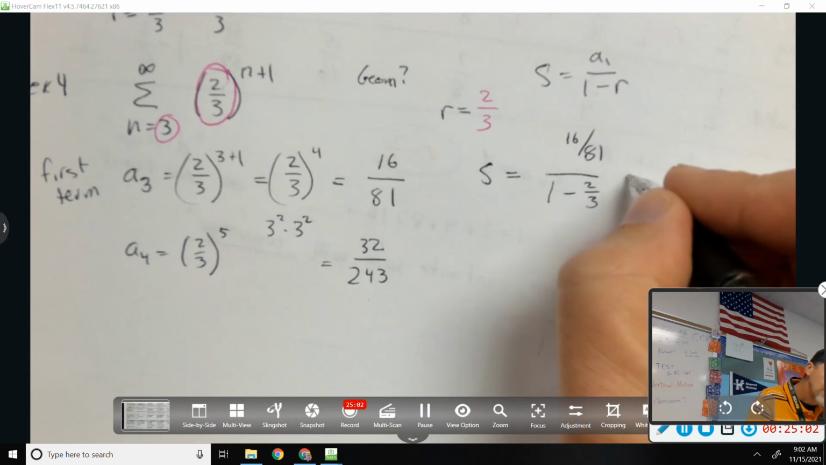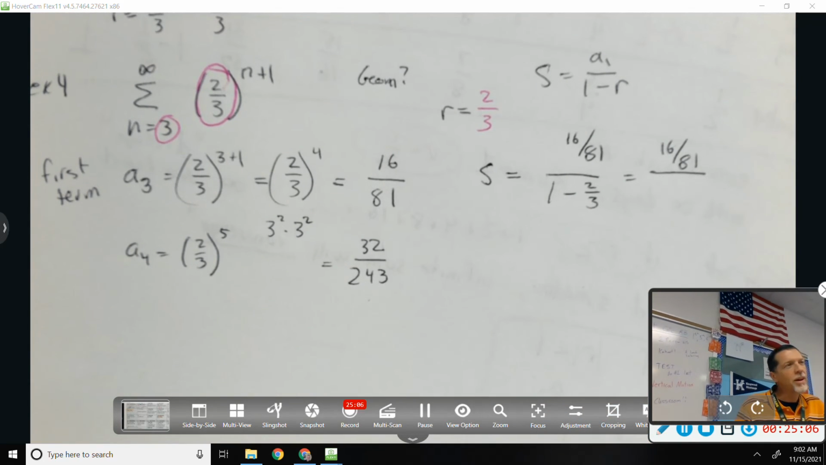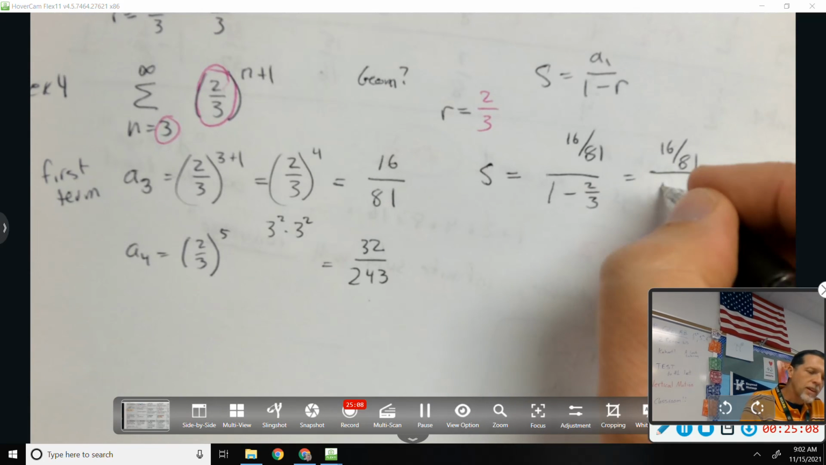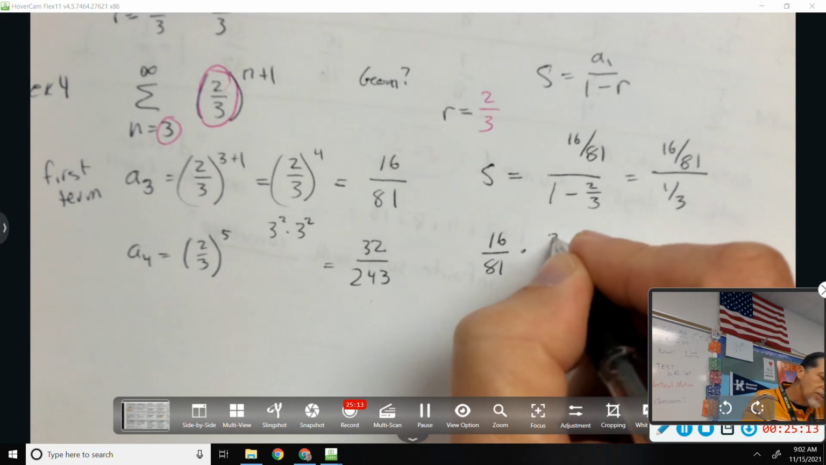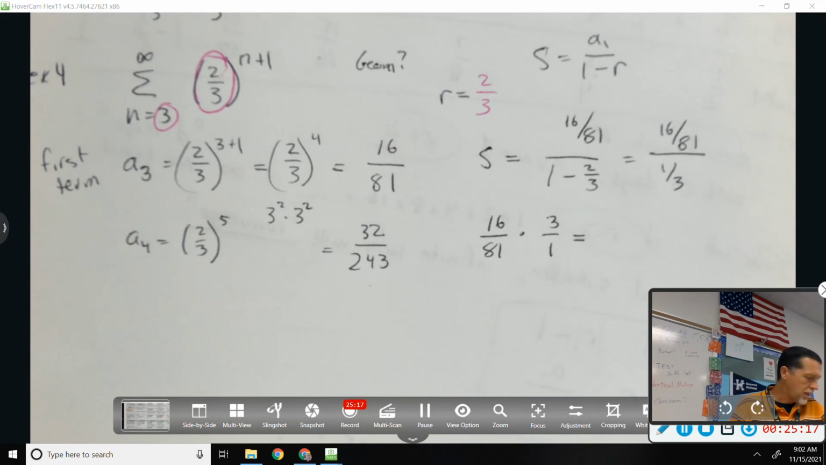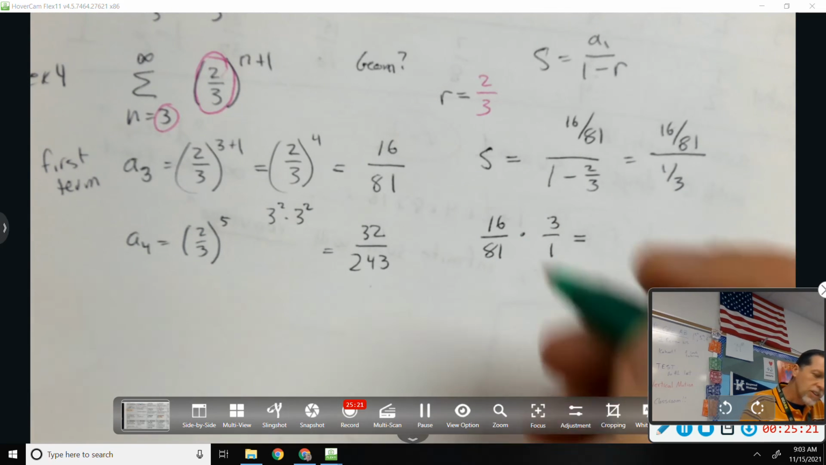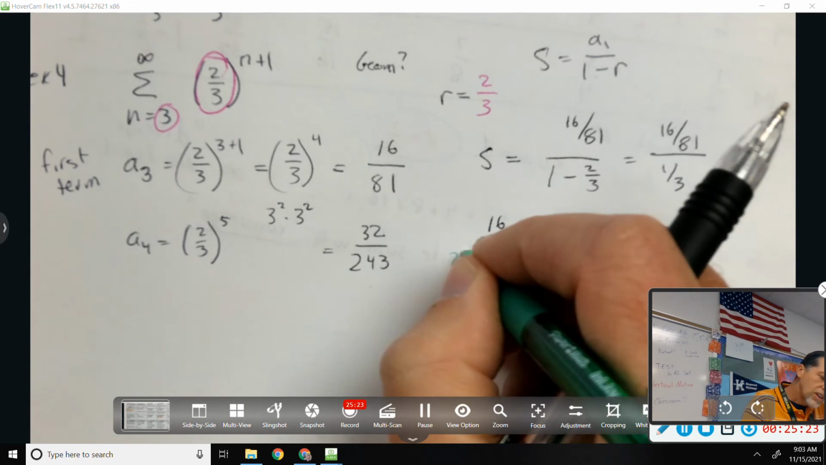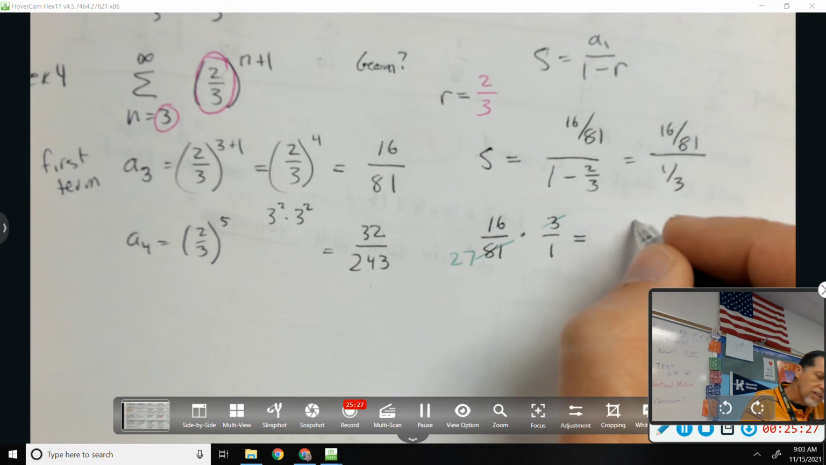Well, yes, it looks bad, but once we get going, it's not that bad. What's 1 minus 2/3? 1/3. So keep it, change it, flip it. And the 3 and the 81 reduce. So we end up with 16 over 27.